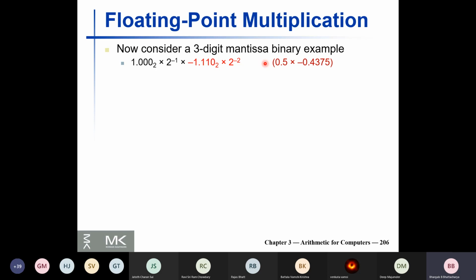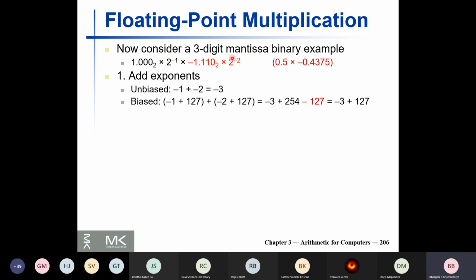Multiplication means you add the exponents and then multiply the significands. No balancing is needed, right? You add the exponents. Now -1 plus this -3, but notice that this is excess biased and this is excess biased. When you add them together, the bias is also added together twice. So whatever you get, you have to make an adjustment here, to make the final biased exponent.